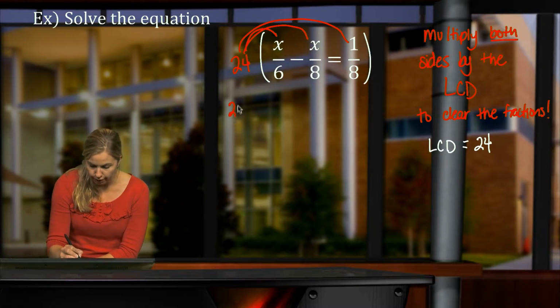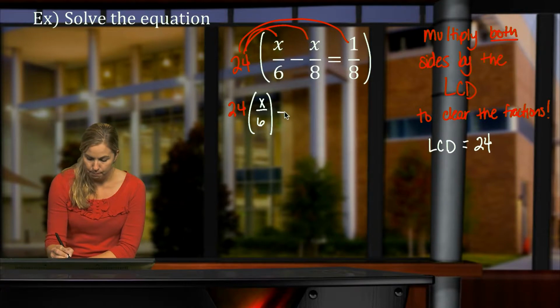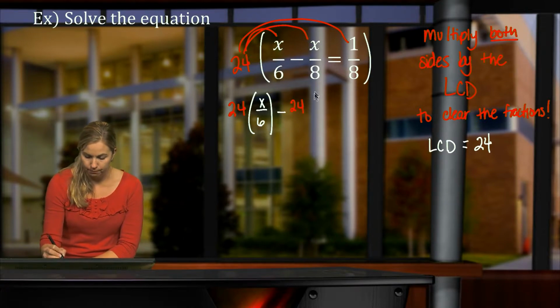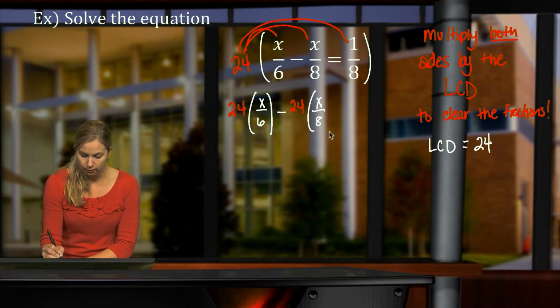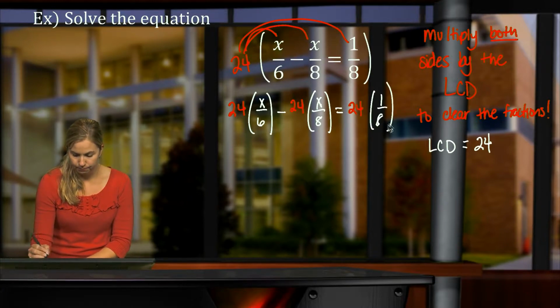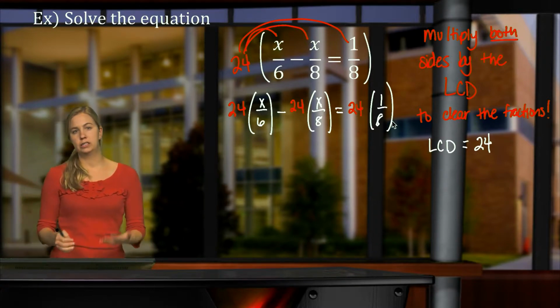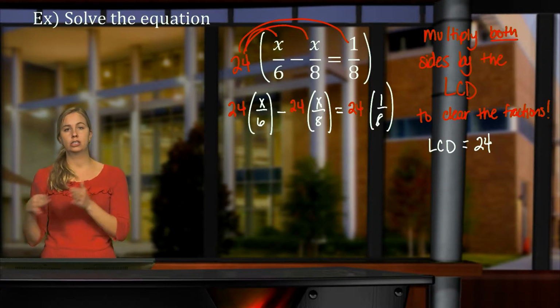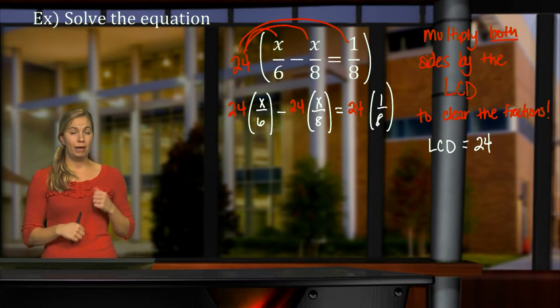So we've got 24 times x over 6 minus 24 times x over 8 equals 24 times 1 over 8. Now, the reason I want you guys to show this is because then it will be easier to simplify each term. We won't make any mistakes.